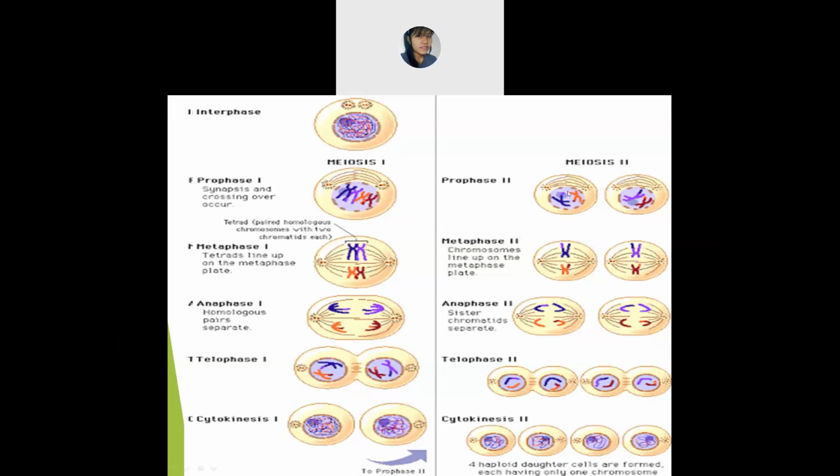Prophase 2 will not have crossing over, because crossing over has already happened. Only spindle fibers will appear again. Okay, only spindle fibers you will see appearing again. Why so? Because they want to divide. So the spindle fibers will appear again.